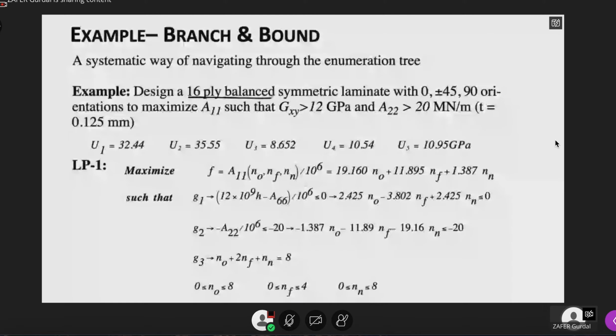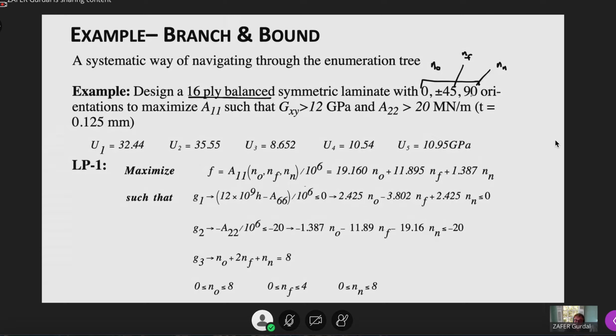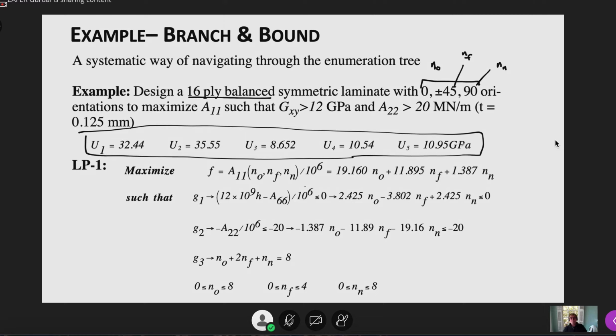Let's say that I'm trying to design a 16-ply balanced symmetric laminate with these 90s. So, O in here is showing the number of 0-degree plies, and F is showing the number of 45 plies in pair. So NF equals 1 means there are two 45s, 1 plus and 1 negative. And N will count the number of individual single 0-degree plies. And I chose a material that has material constants given here. It's not changing as a part of the design problem.